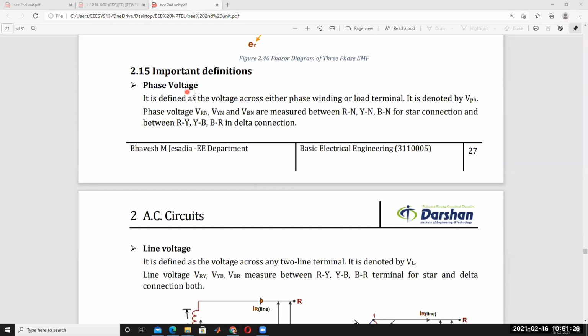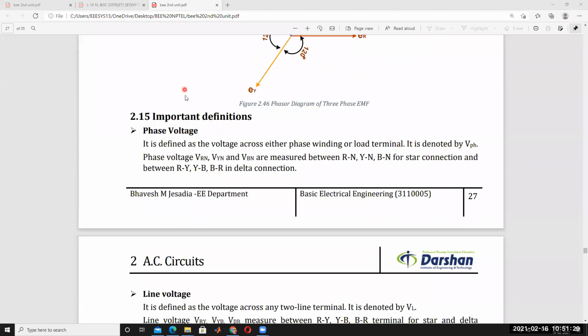Phase voltage. Write it all of you right here. What is meant by phase voltage? It is defined as the voltage across either a phase winding or a load terminal. It is called phase voltage. It is denoted by V suffix PH. Phase voltage is denoted by V phase, V suffix PH.